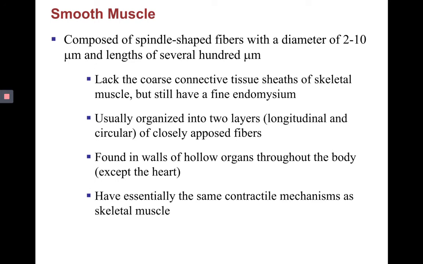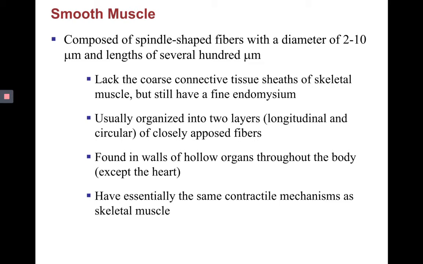And last but not least, let's talk about some differences of smooth muscle compared to skeletal muscle. We know smooth muscle cells are spindle-shaped fibers. They have a similar diameter to skeletal muscle fibers, but sometimes much smaller, 2 to 10 micrometers in length, and only 700 micrometers around. And they lack the connective tissue sheaths that we've been talking about, like the epimysium and the perimysium, but they do still have a very fine endomysium.